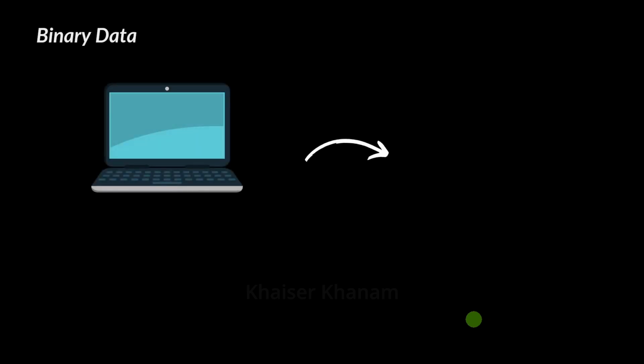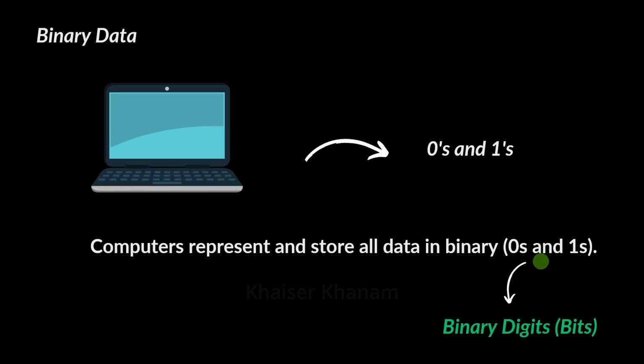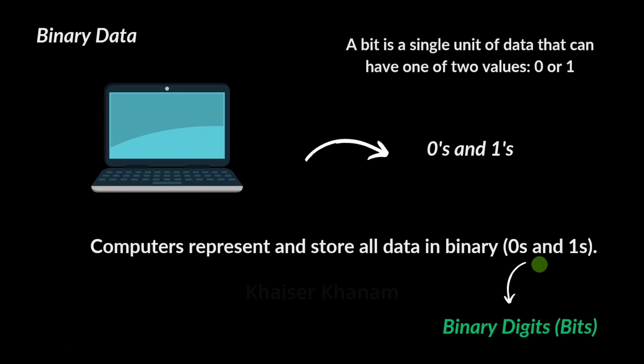Okay, first let us start with binary data. As we all know, our computers can only understand zeros and ones. Our computers represent and store all the data in binary, that is zeros and ones. These zeros and ones, you can also call binary digits or bits. A bit is a single unit of data that can have one of two values. It can either be 0 or 1. Apart from this, a bit is not going to contain any other value.